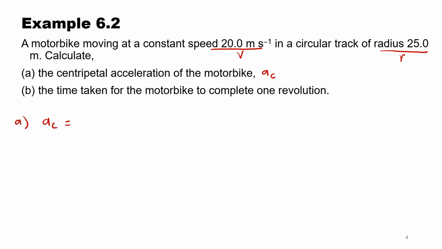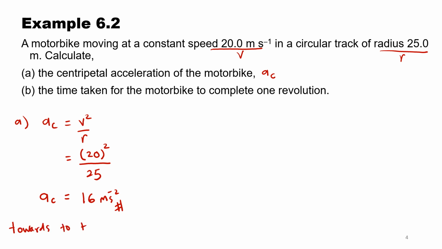So AC is equal to V squared divided by R. So we simply substitute the value of V and R. So V is 20. So 20 squared divided by the radius 25. So the answer will be AC is equal to 16 meter per second square, and the direction is always towards the center of the circular track.